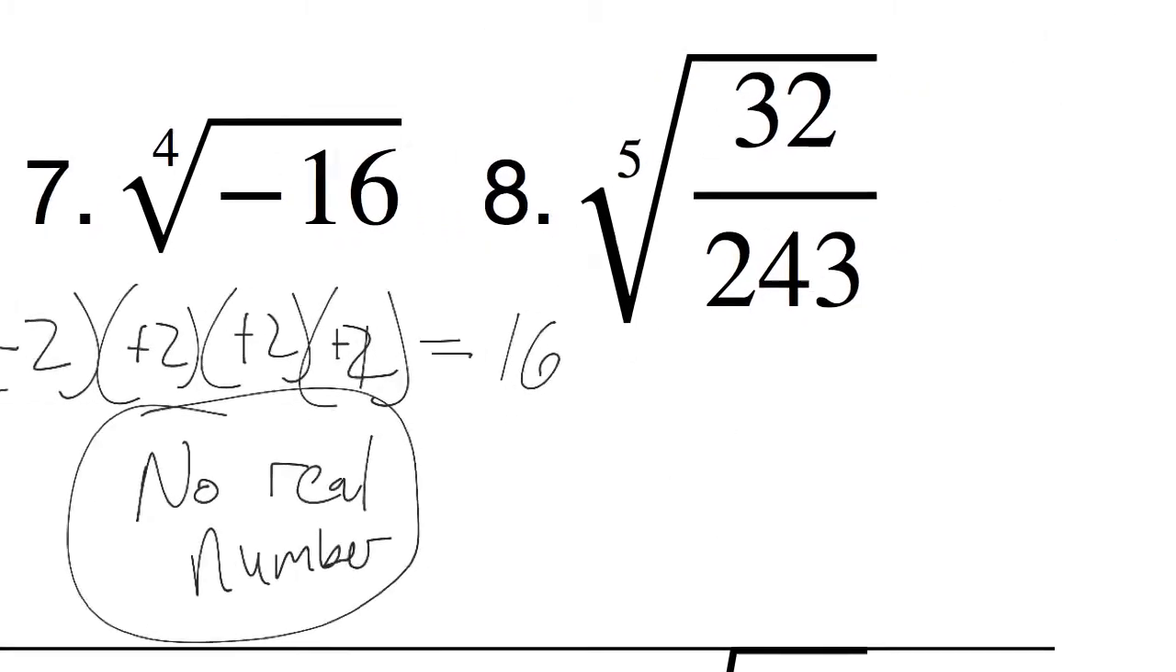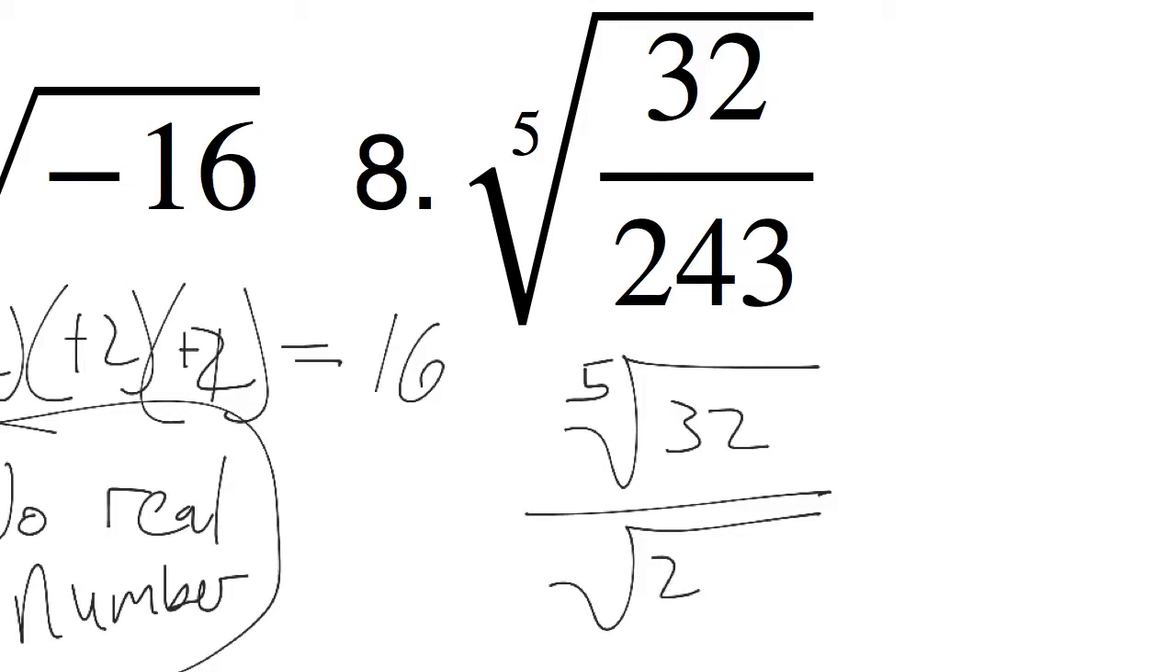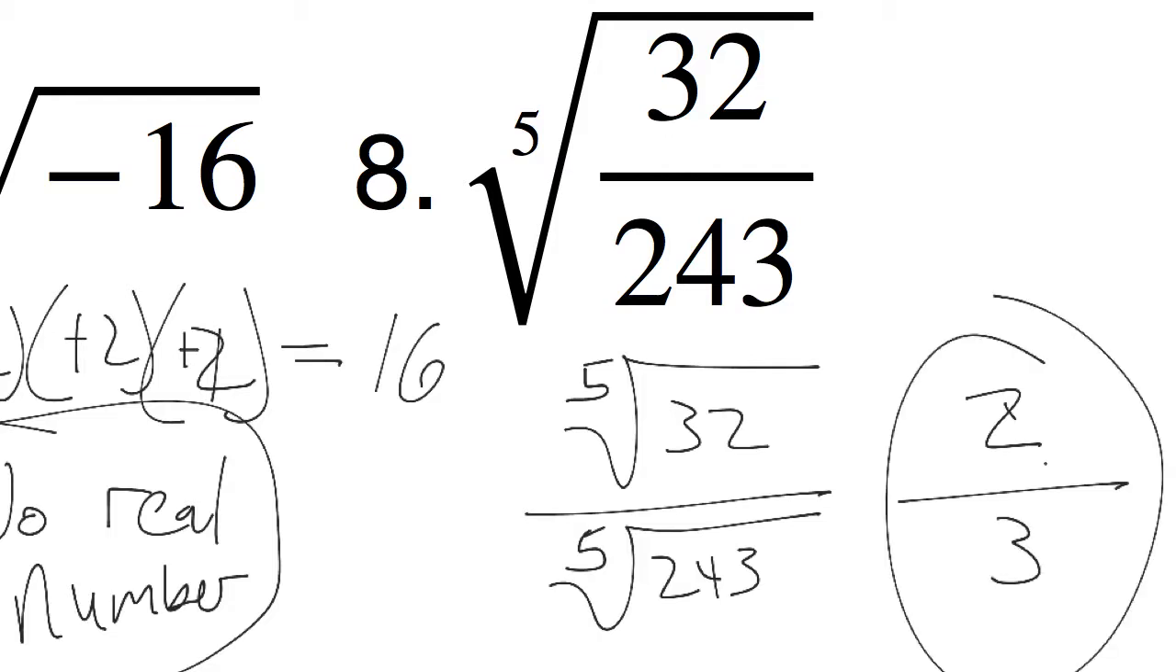Now, number 8. What times... Whoa, we got a fraction? Well, the great thing about fractions is that you can really just split them up into numerator and denominator and handle them separately. So what times itself 5 times is 32? The short answer is 2. And then what times itself 5 times is 243? It's 3. So the answer is 2/3.